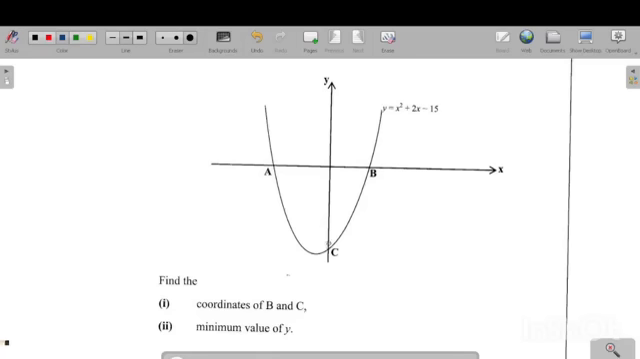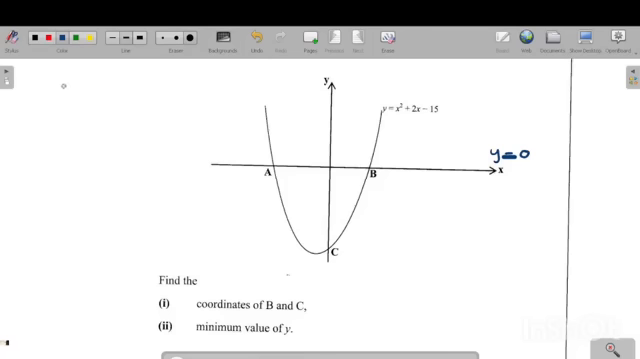Now, how do you find the coordinates of B and C? First of all, let's find the coordinates of B. Now, how do you find the coordinates of B? What you have to know is that along this line, the value of y is equal to 0. Okay? This is what you have to know. So meaning, for us to find the coordinates of B, we are going to use this equation, and where there is y, we're going to put 0, because B is lying along this line where y is equal to 0.